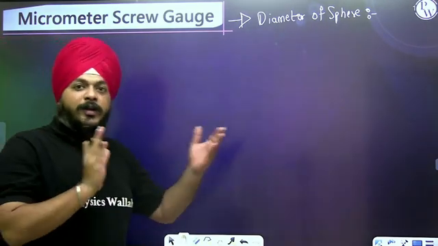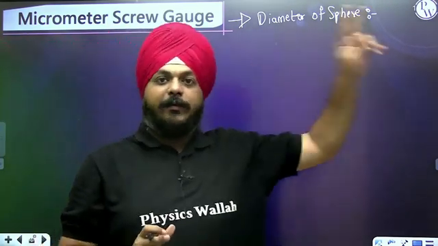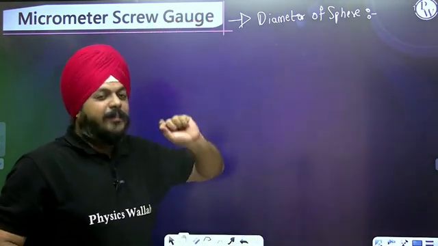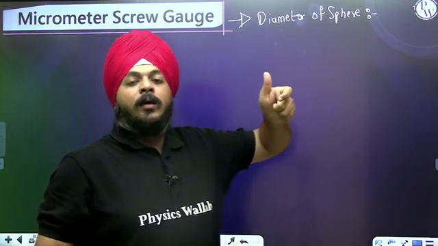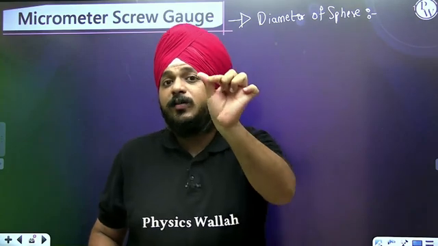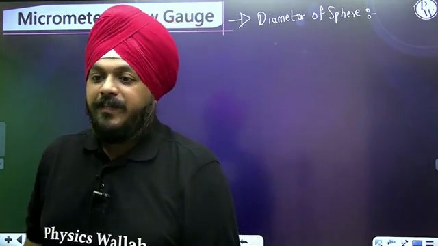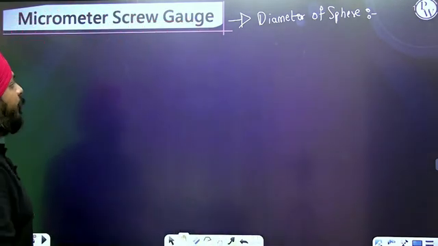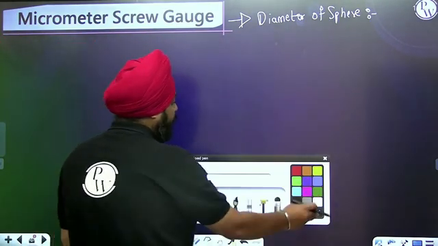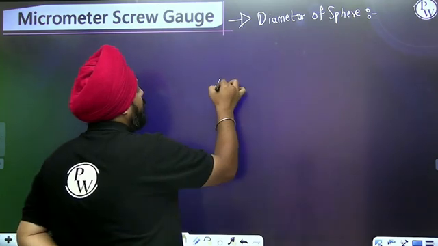It's like the Vernier caliper. In the caliper, we had 2 scales. Here also we have 2 scales, but things are a bit different. The formula is the same, everything is the same, but the calculation of the least count is a bit different. For that, we need to see the construction of the micrometer screw gauge.